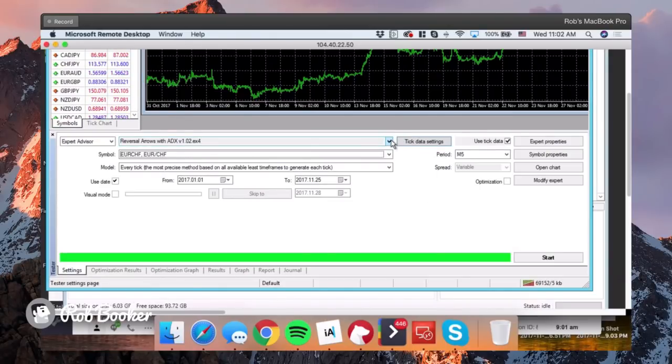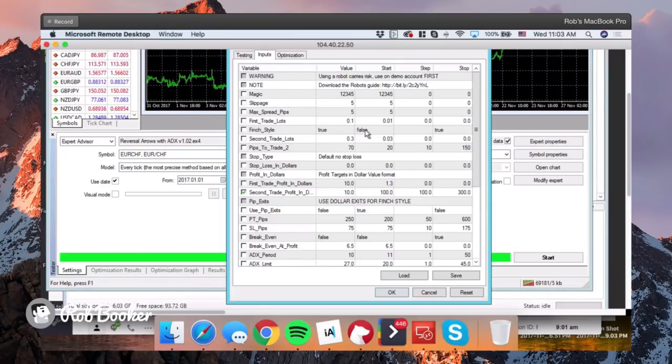This is one of my favorite trading systems, the reversal arrows with ADX. Today I want to trade the Euro-Swiss franc because it tends to range, it tends to go backwards and forwards. It can trend, but usually if it begins to trend, it will correct. So I want to test that robot. I'm going to pull up my expert properties.